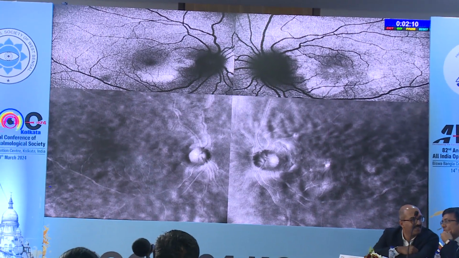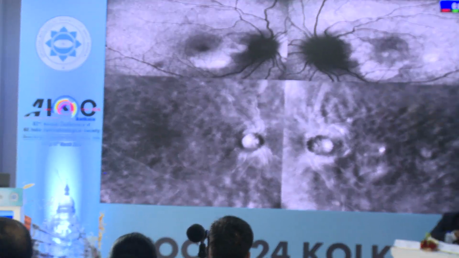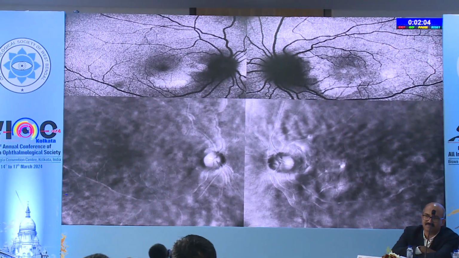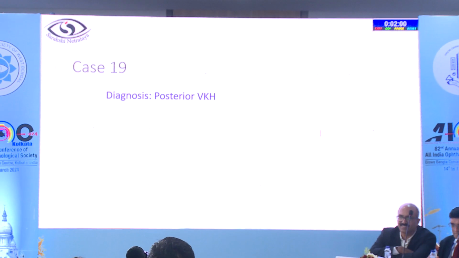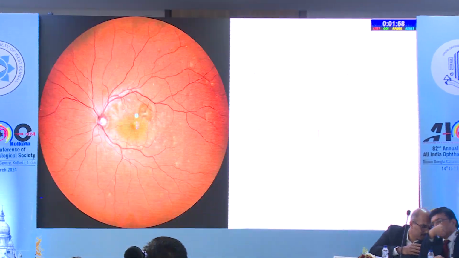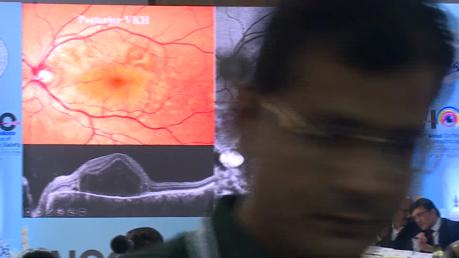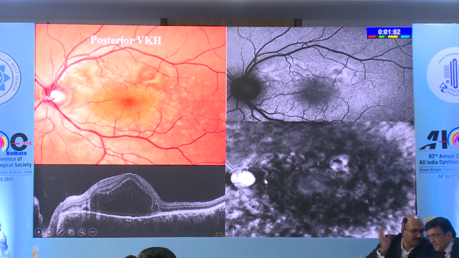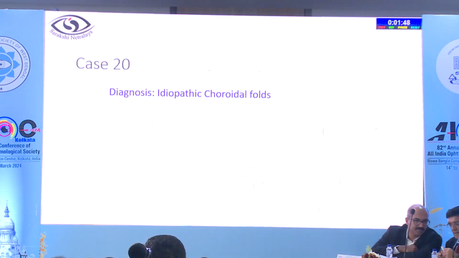So if you are not sure whether this is a case of CSR or VKH, this modality can help you in differentiating between them while doing the retro mode. Another case of posterior VKH, in which you can see on the retro mode the RPE is totally unhealthy, while in case of CSR, the RPE is usually healthy.